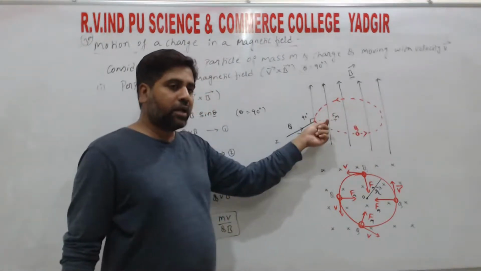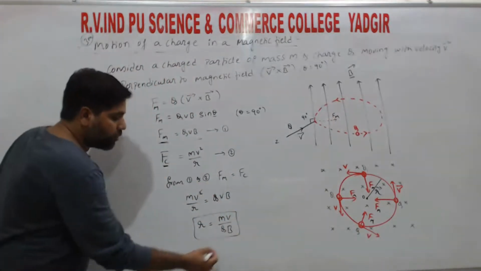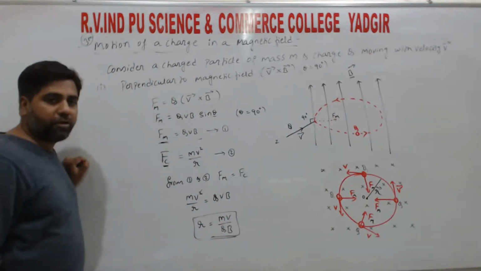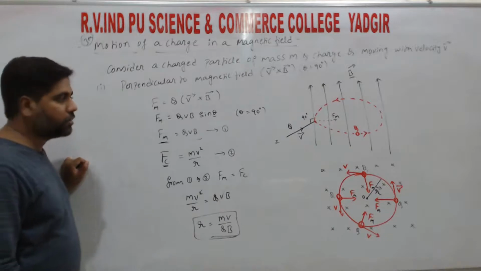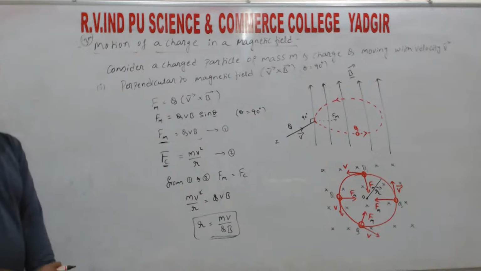In an external magnetic field, the charge moves, it traces a circular path, and that circular path has the radius mv divided by qB. Right? So if they ask us to find the radius, up to here we need to write the derivation.